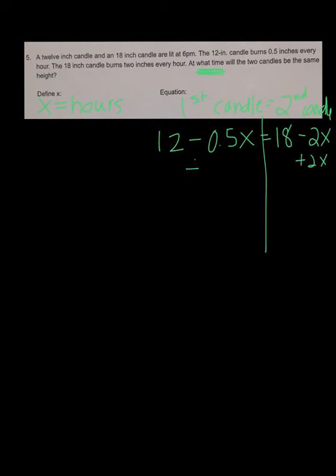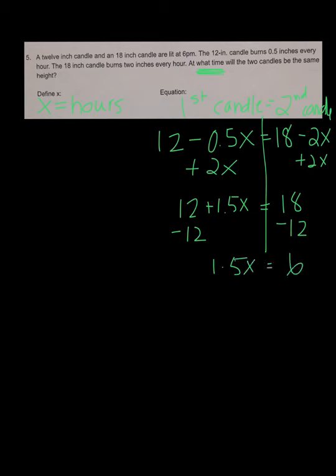So if I add 2x to both sides, I get 12 plus 1.5x equals 18. Subtract 12 from both sides, 1.5x equals 6. And then divide both sides by 1.5. So I get x is 9 hours. The question asks, at what time will the two candles be the same height? So 6 p.m. is when it was lit, and I want to add 9 hours to that. So 6 p.m., 9 hours after that would be 3 a.m.